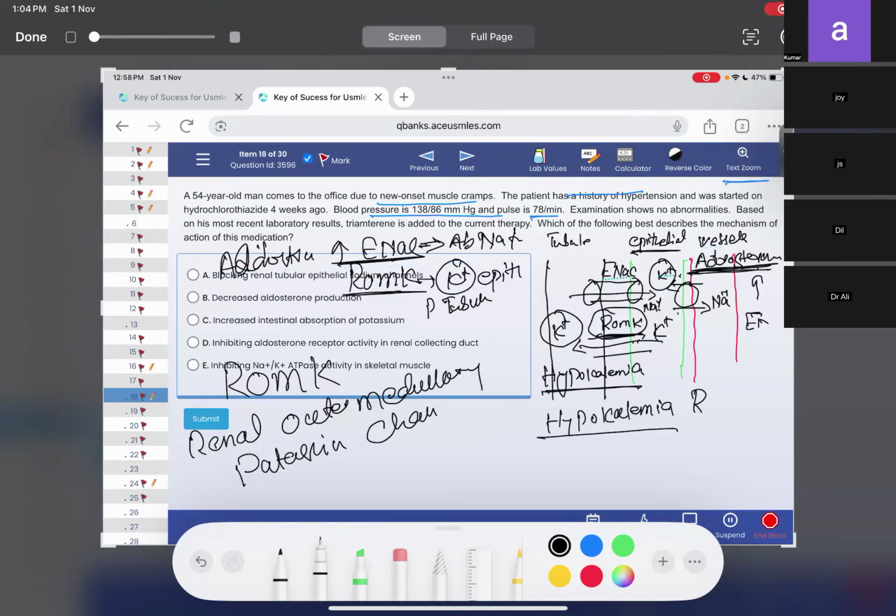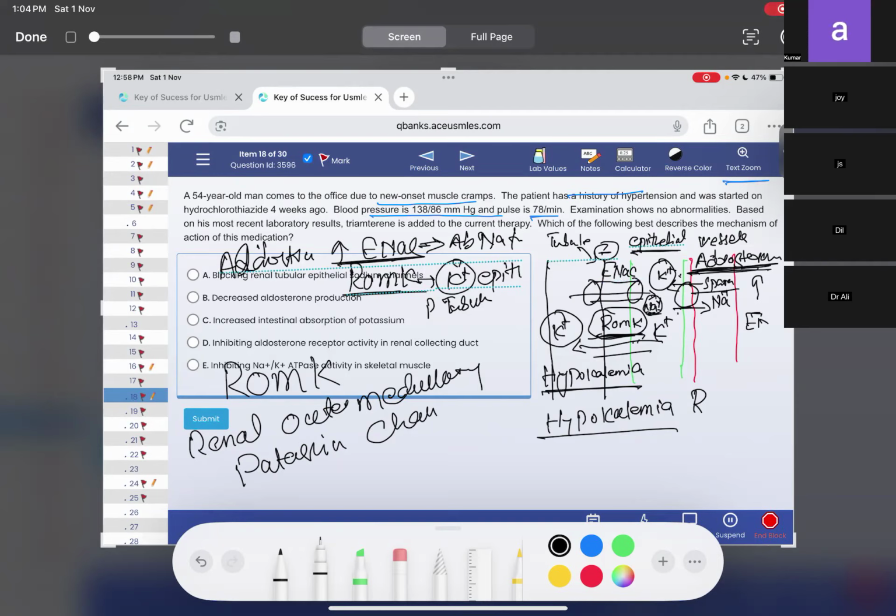Clear? So the triamterene will come and block this ENaC, which is the initial step in absorption of sodium. Whenever the sodium does not absorb from the tubule, the sodium concentration will not increase in the epithelial cell, and this ATPase will not be activated. As a result, the potassium will be spared in the blood. So by this mechanism, triamterene will spare potassium.